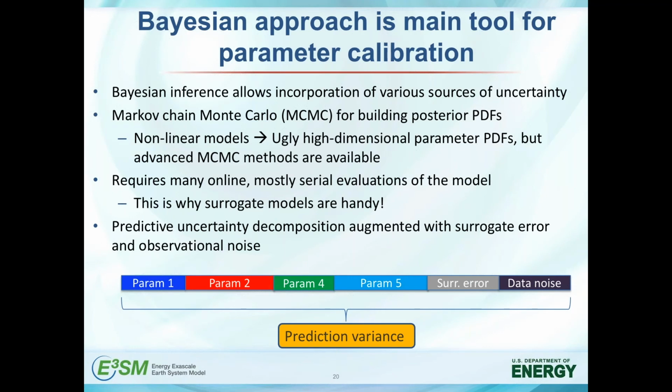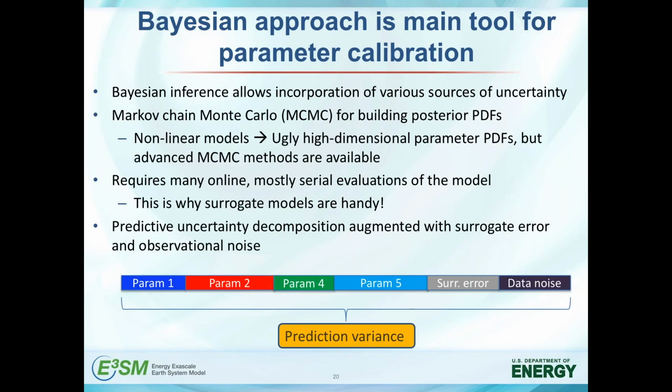But they do require many online, mostly serial evaluations of the model. So something like MCMC, being kind of a chain, is hard to parallelize. We can run multiple chains to make things more efficient, but in the end, the algorithm is not easy to parallelize. And so this is why surrogate models are quite handy, because we can run a set of model simulations, an ensemble, and then develop a surrogate model based on those, and those are very fast to evaluate, even if we must do it in serial.